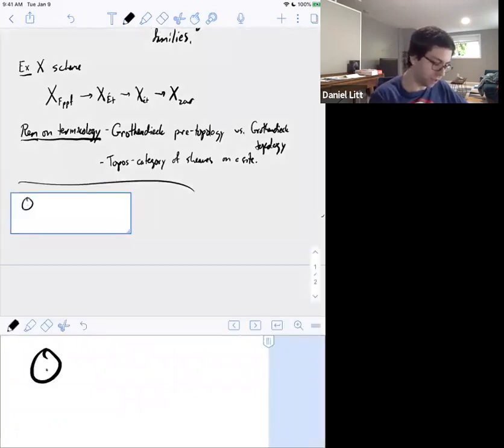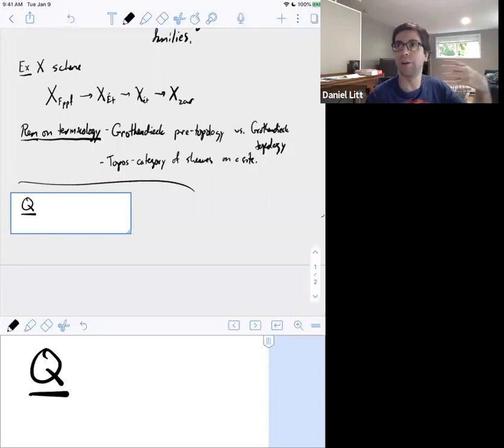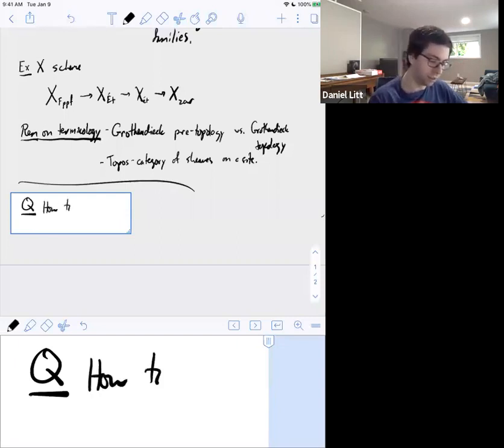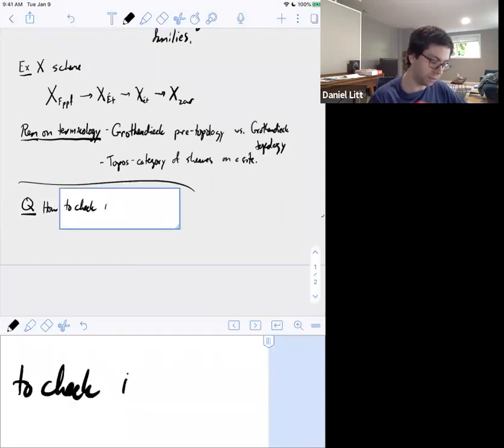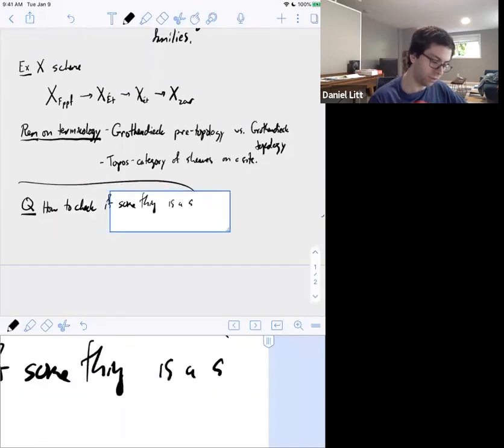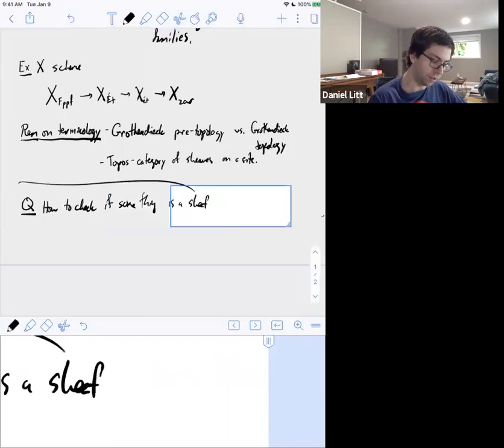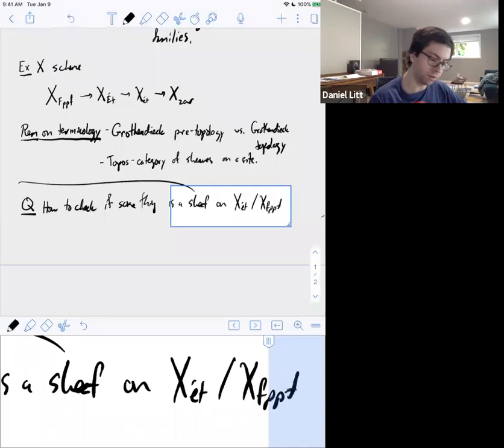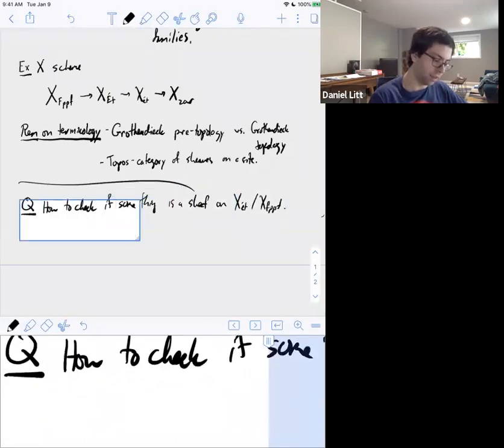So the question for us is, we've defined all these sites, and we've said what it means to be a sheaf on a site, and so far I haven't actually proven to you that any honest functor is actually a sheaf. So the question is how to check if something is a sheaf, say on the Etale site of X, or on the fppf site of X. And similarly, how do you actually construct sheaves?